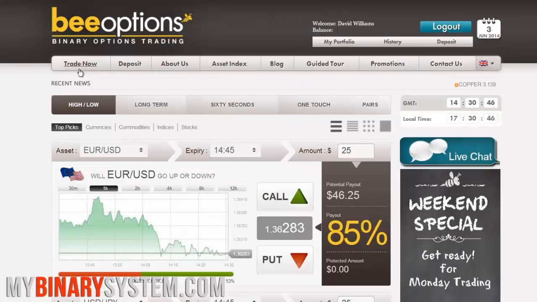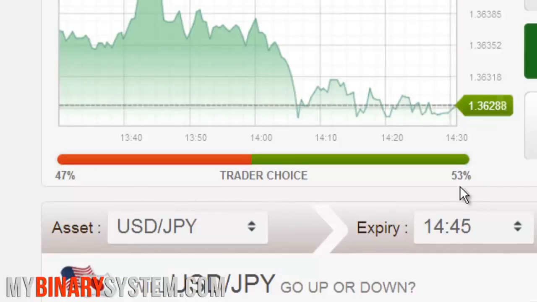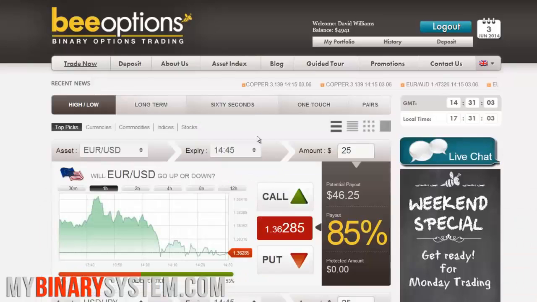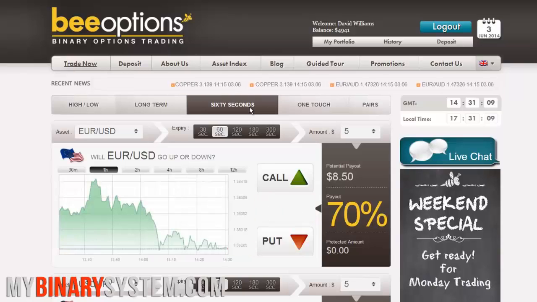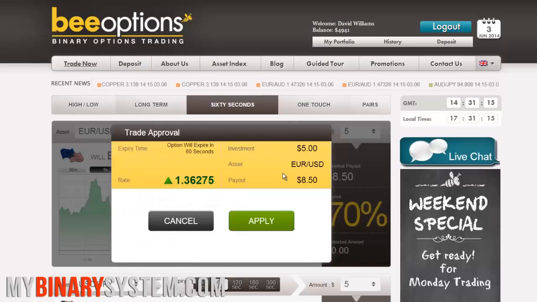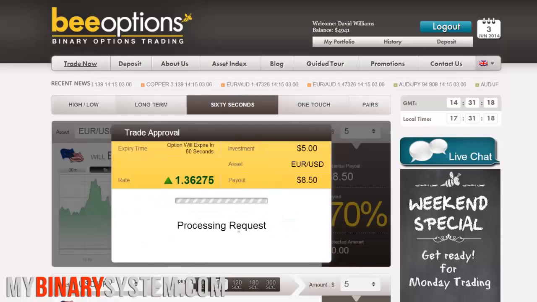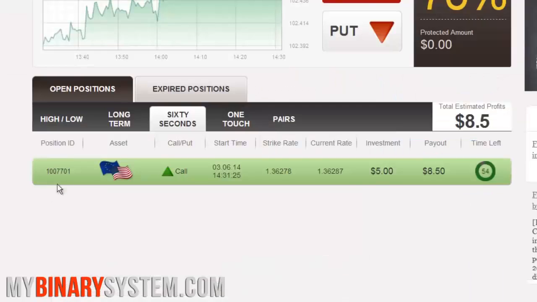As you can see, the Trader Choice tool shows us that 47% of traders are saying that the pair will go down. And once again, 53% of them are saying that it will go up. So now I click the 60 seconds tab. The amount is set at $5 by default, which in this case is what we want to trade. I click on the call button. I then click apply. Wait for it to process my request. And the platform approves my trade automatically if I just let the timer run down to 0.